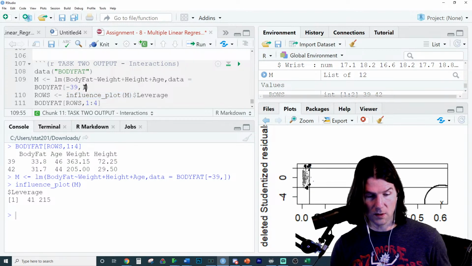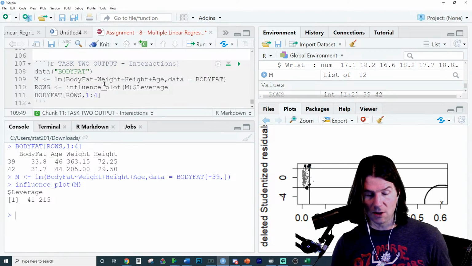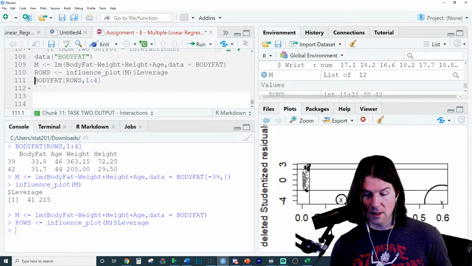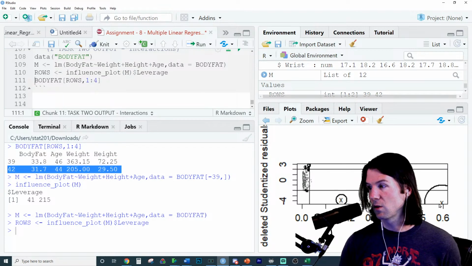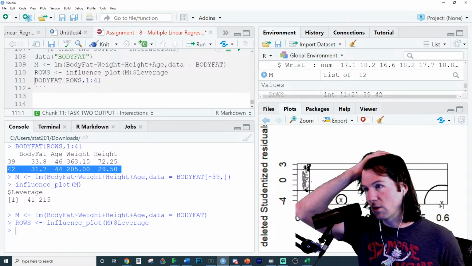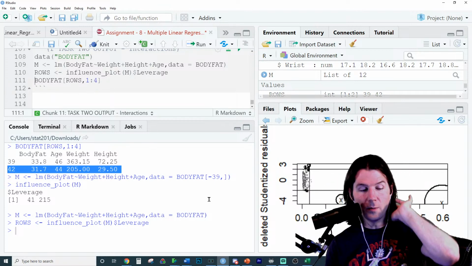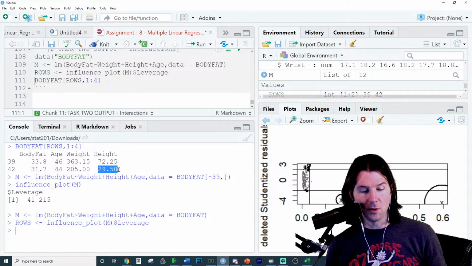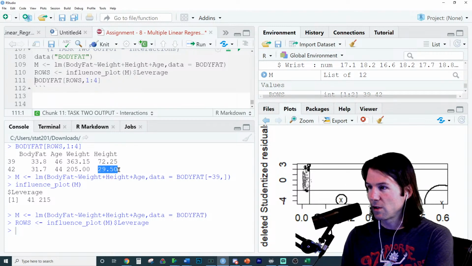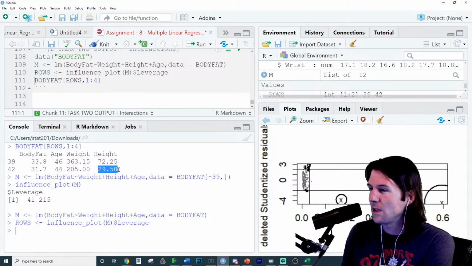Let's remake our plots. Just doing some data investigation before we do the influence. So that's 39 right there. This is the person right here. And this person is over here. So just doing a little bit of investigation. And I guess it would make more sense that you think about how unusual this person is, that they're 29.5 inches tall. That's 2 feet 6 inches. Probably a data misentry.